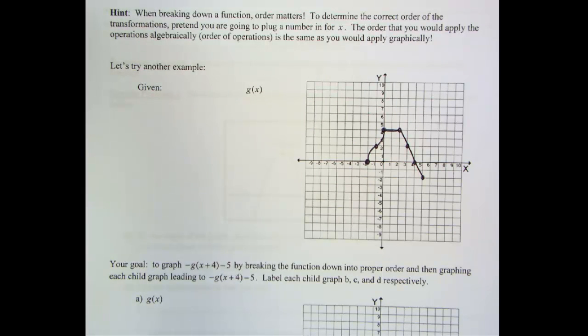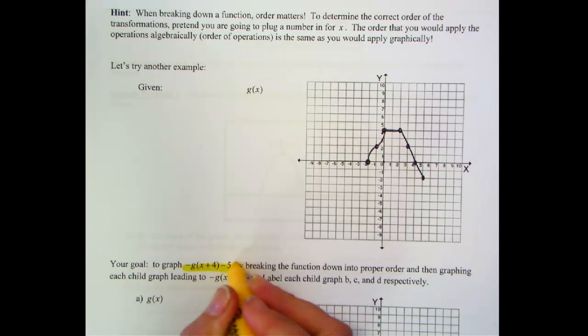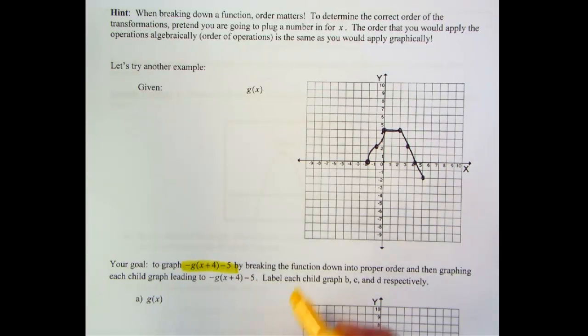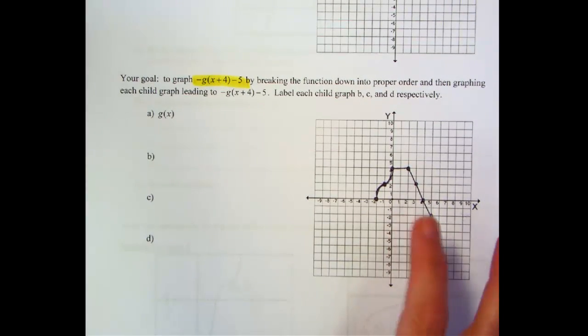Now, our goal, you can see right here, is to graph negative g of x plus 4 minus 5 by breaking the function down into proper order and graphing each child. So we start with our parent graph g of x. Those will always be given to you, if it's something crazy that doesn't have an equation.